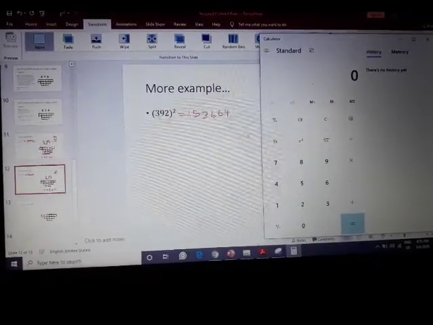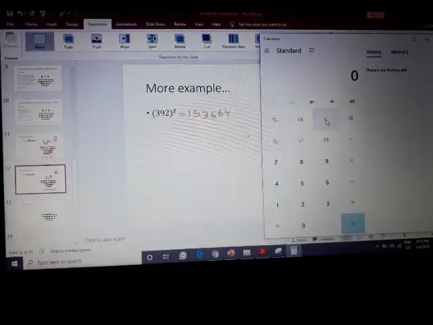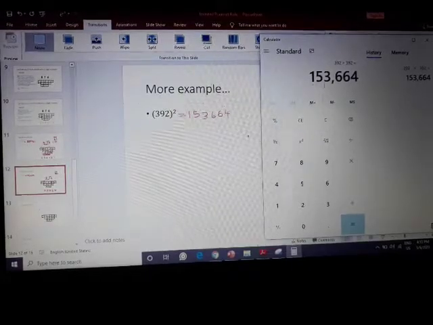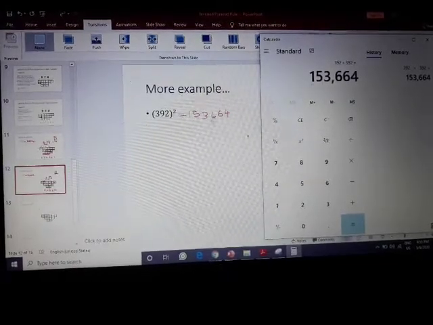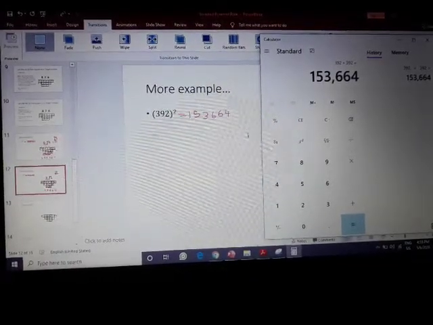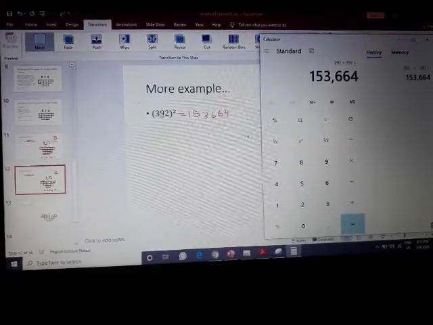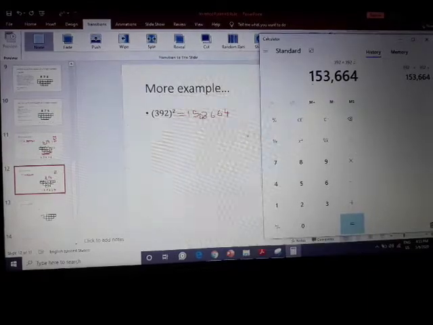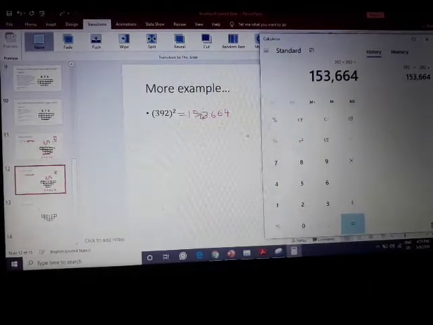So we want to find the square of 392. 392 into 392, and the result is 153,664. The result is 153,664. So the square of 392 that was determined using the inverted pyramid technique came out to be correct. Now let's try one more question.